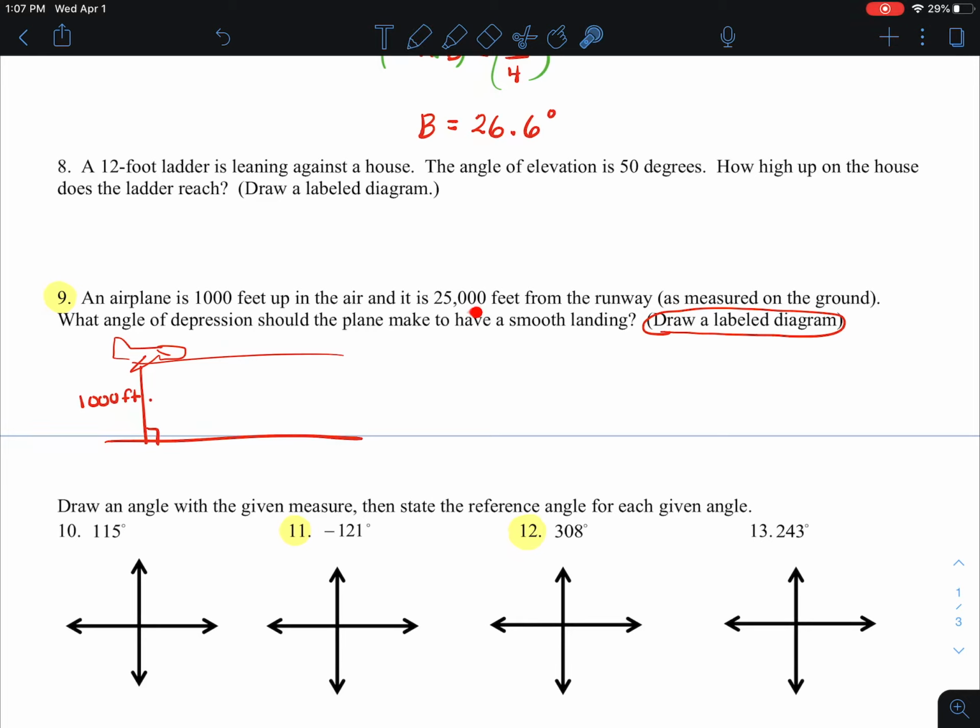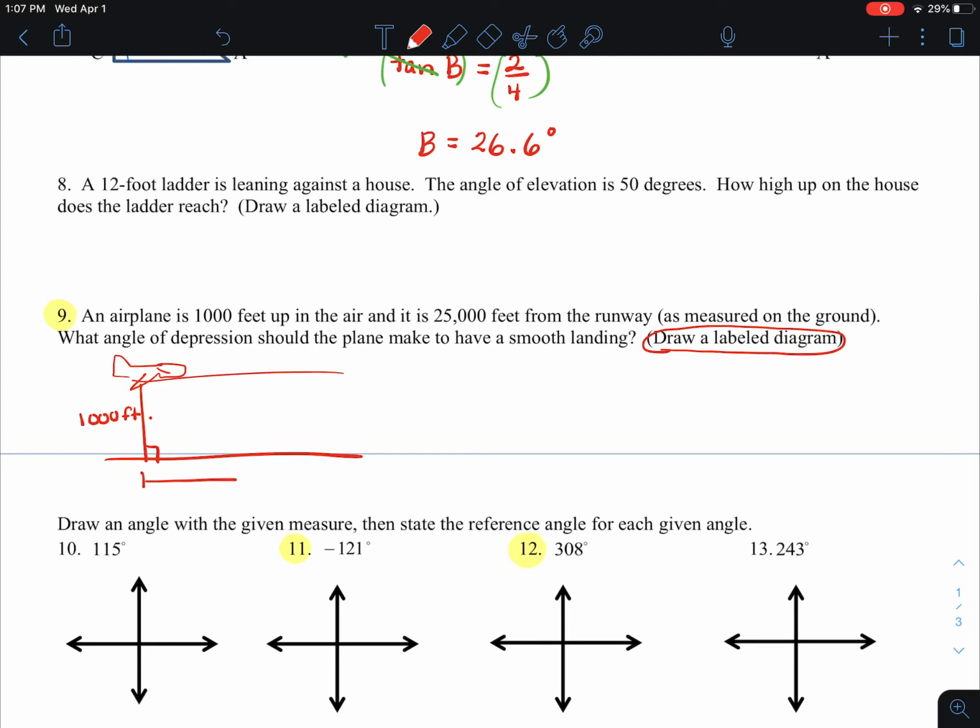It says that it is 25,000 feet from the runway, and look closely, as measured on the ground. So that is telling you that this distance along the ground here is 25,000 feet. Okay, and there's no way that this picture that I just drew is drawn to scale at all, but that's okay. It wants to know what is the angle of depression that should be made by the plane to make a smooth landing. So we are looking for this angle down here in the bottom right corner.